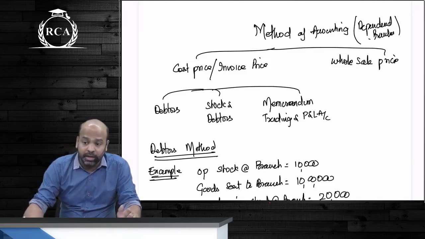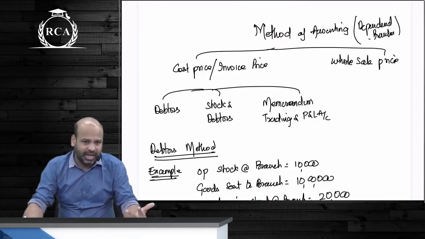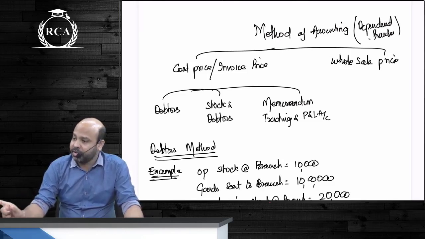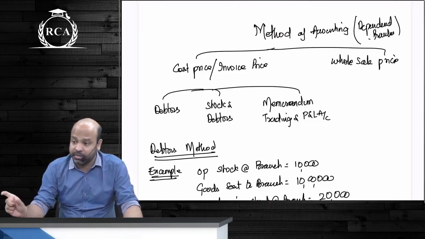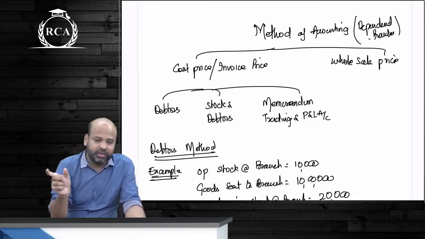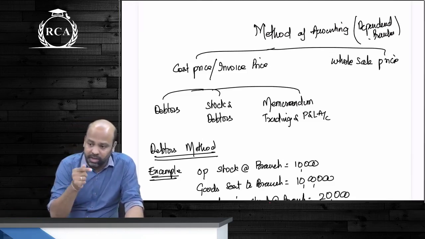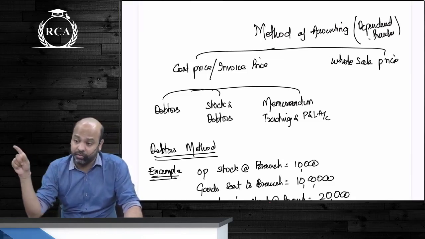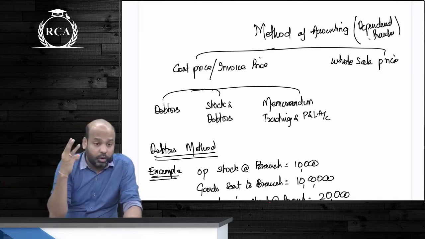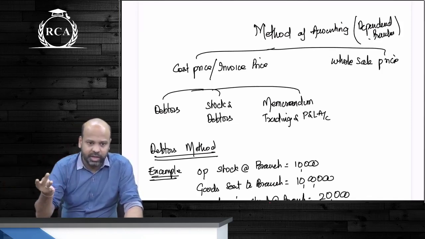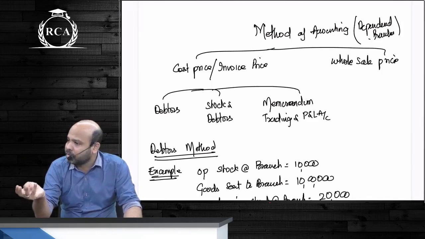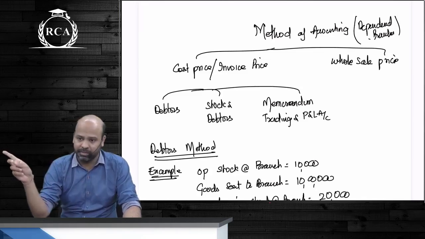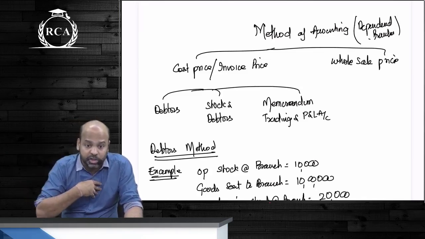Now, under debtors method, stock and debtors method, and memorandum trading and P&L account, whatever is the difference between cost to head office and the selling price at branch. If head office is buying a product at 100 rupees, it is transferring that product to branch at 120 rupees and the branch is selling it at 150 rupees. Under all the three methods, guys, debtors, stock and debtors, and memorandum trading and P&L account, the entire 50 rupees difference between cost to head office and selling price at branch will form part of branch profits.